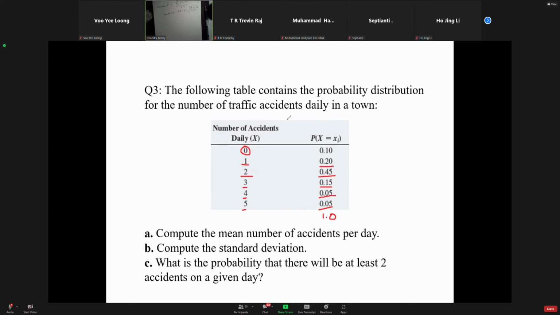All right, so this is the discrete probability distribution. Number of accidents is the X variable, and what is the probability of that variable? Probability of 0 is 0.1. Probability of 1 accident is 0.2. Probability of 2 accidents is 0.45. The total probability you will get is 1. For this data, the first part of the question asks you to compute the mean number of accidents per day.